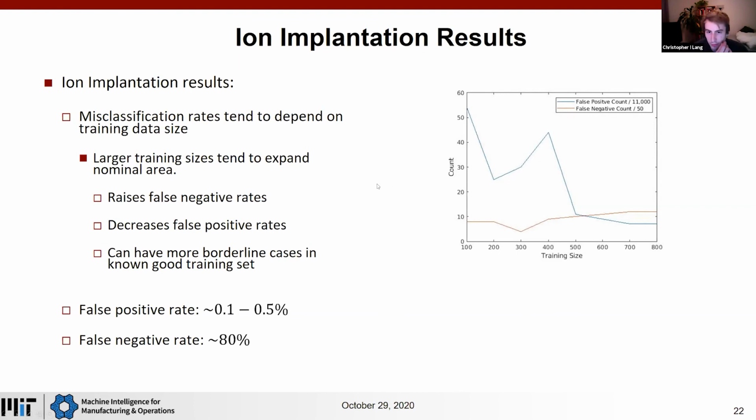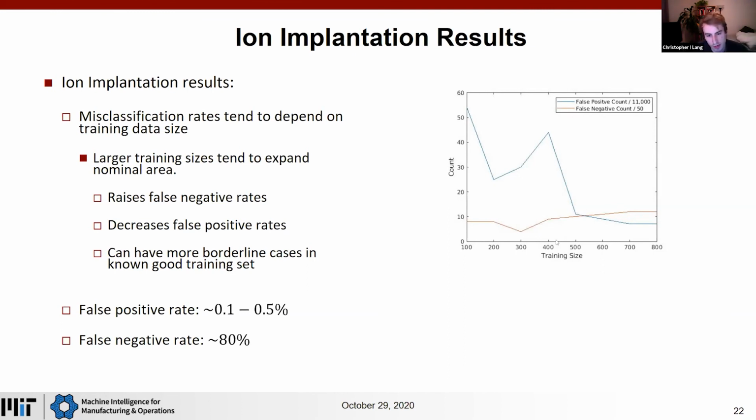So the ion implantation results were pretty similar to the plasma etch results. What was interesting here is that I noticed the misclassification rates tended to depend a lot on the training size. I think this makes sense because the more training points that you have that you're comparing to, the more it tends to expand that nominal area. So increasing the amount of training points tended to raise the false negative rates, so we're more likely to say that a fault is nominal, and it decreases the false positive rates because we end up filling in those areas which we may not have seen beforehand.